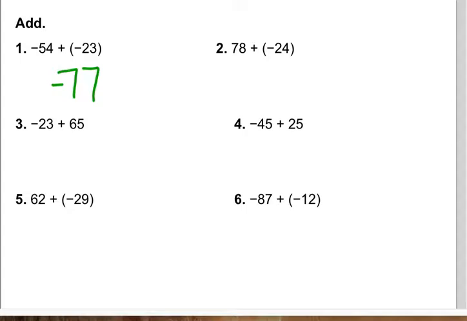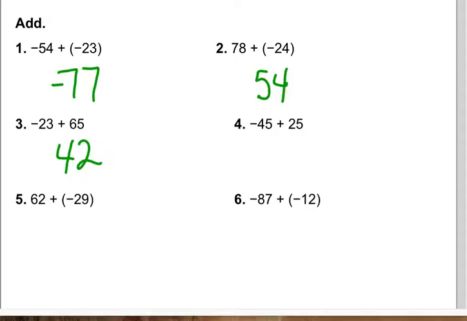Caitlin. 54. Negative 23 plus 65. Michaela? That would be 42. Is she right with 42? Yeah.